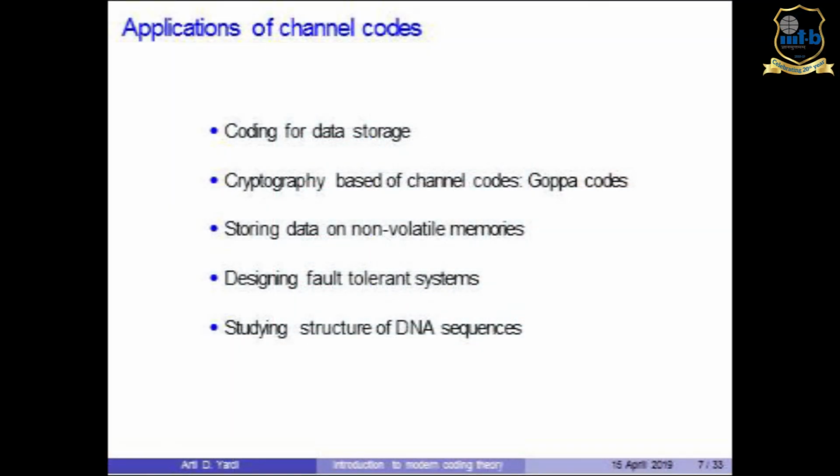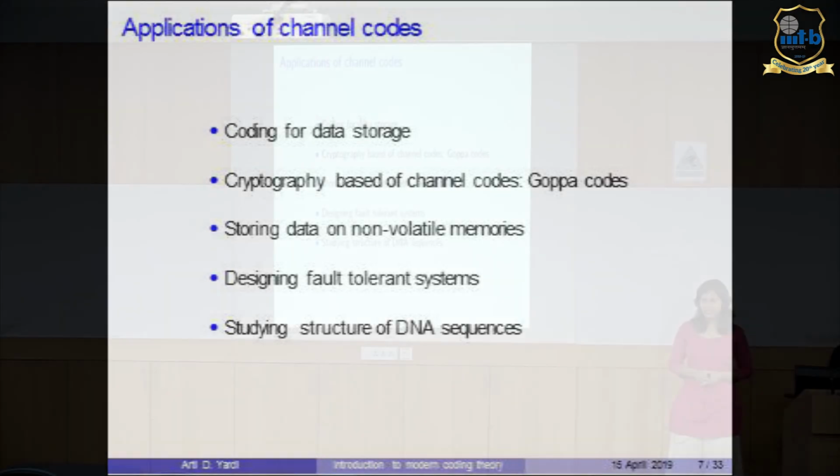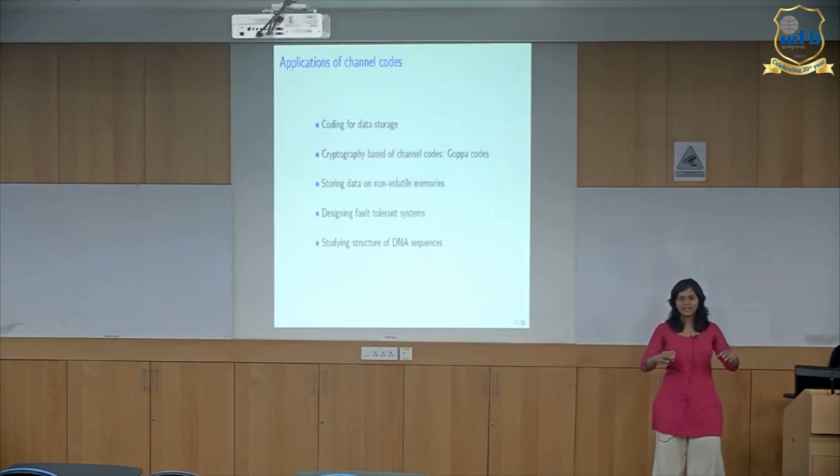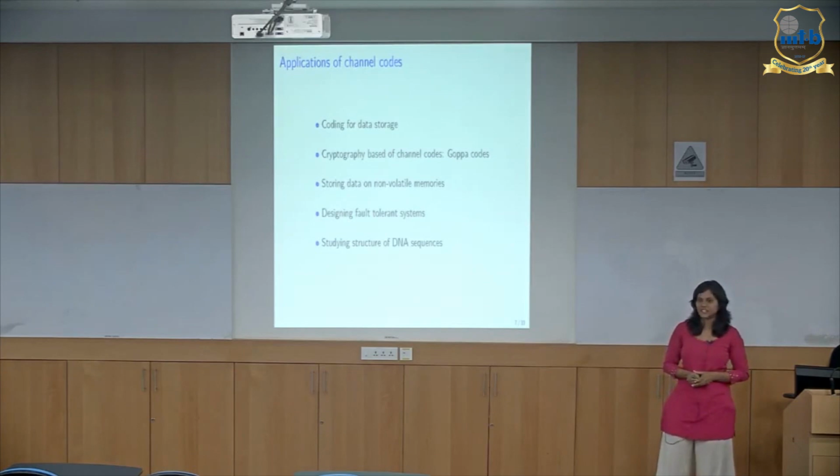Now, other than these mobile and satellite communication applications, here are some unconventional applications of channel codes. The first application is coding for data storage. These big companies, Google, Facebook, store their data across multiple servers. And for storing data and recovering data from these multiple servers, channel codes are used. These codes are called regenerating codes. Then a family of channel codes, Goppa codes, are used in cryptography.